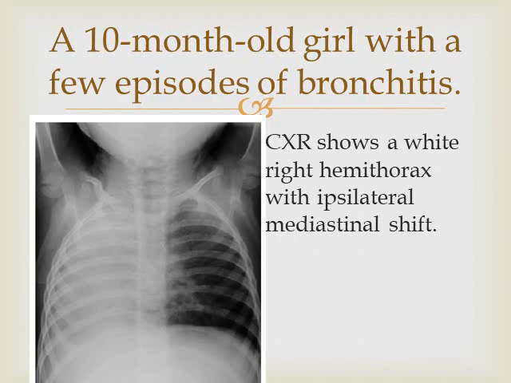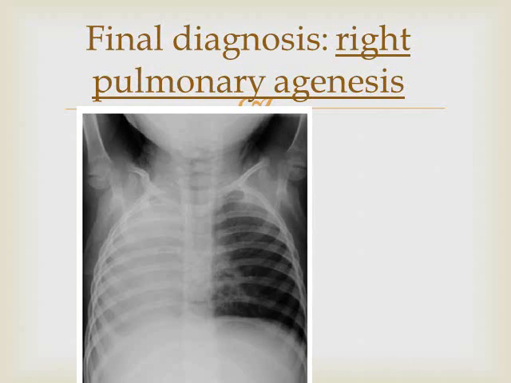Another, a 10-month-old girl, presented with few episodes of bronchitis. Chest X-ray showed a white right hemithorax with ipsilateral mediastinal shift. Final diagnosis in this patient was right pulmonary agenesis, which was confirmed with chest CT.